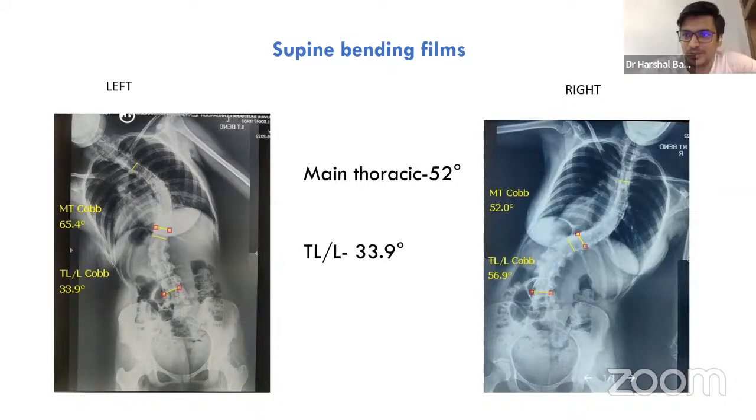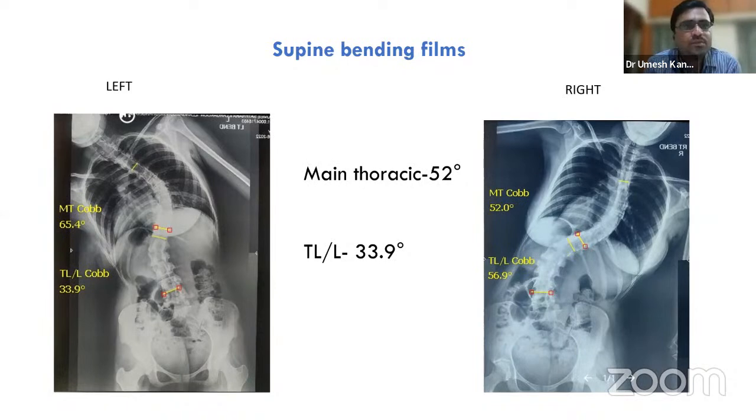You don't have the liberty to measure in the exam. Yes, sir. The accuracy. So what would you say looking at bending films? What words will you use? Looking at the left bending, the lumbar curve is decreasing, but it is still more than the 25-degree criteria. And on the right bending, the main thoracic curve is more than 25 degrees, sir.